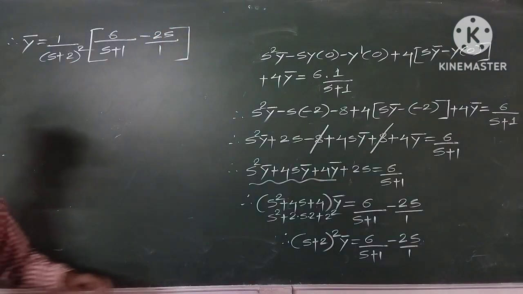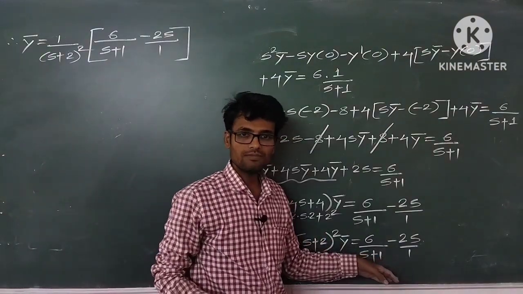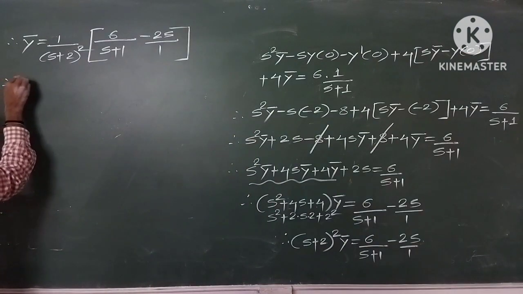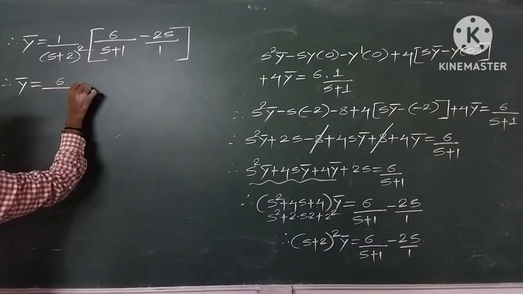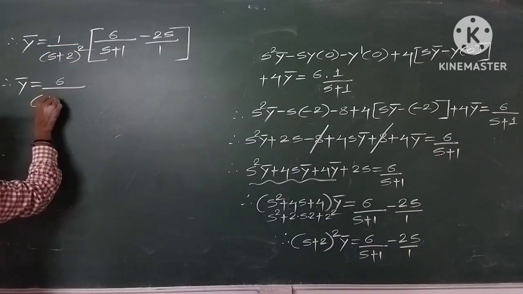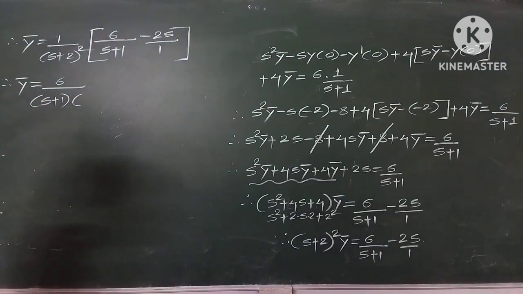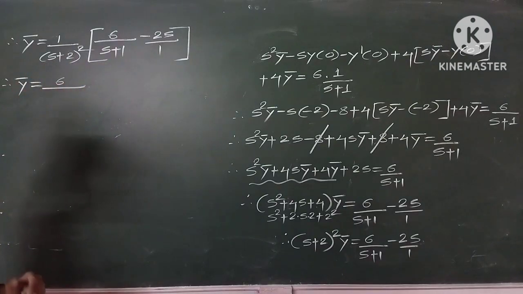S plus 2 whole square is multiplied with y bar. If you take s plus 2 whole square to this side, it becomes a division. So now I will write y bar is equal to 6 divided by, next you write s plus 1, and after that s plus 2 whole square. Or you can write this as s plus 2 whole square into s plus 1. Both are same.